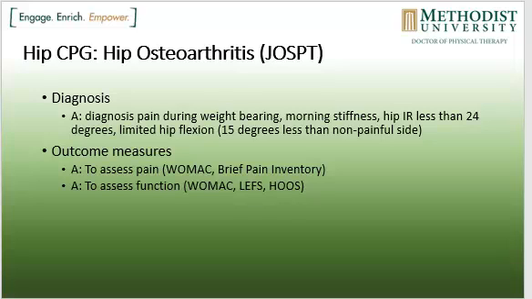There are also outcome measures, and most of the ones listed here are the patient outcome measures where the patient completes a documentation, so the self-assessment. Outcome measures such as WOMAC and the brief pain inventory help to assess the pain of a patient who has hip osteoarthritis. Those that can help assess function also include the WOMAC, the LEFS, which is the lower extremity functional scale, or the HOOS, which stands for the hip osteoarthritis outcome scale.